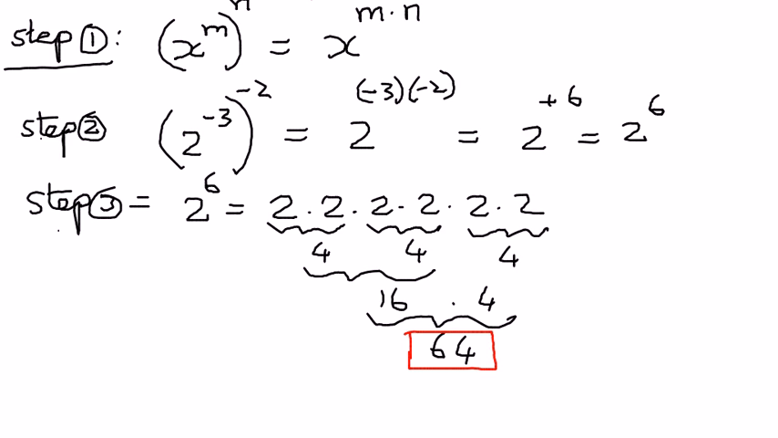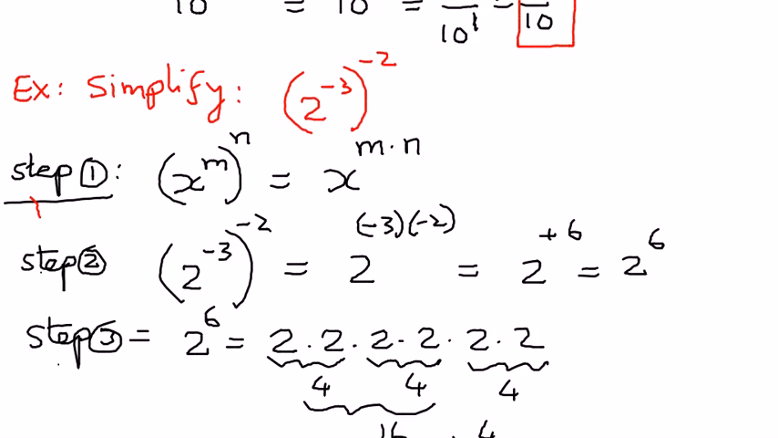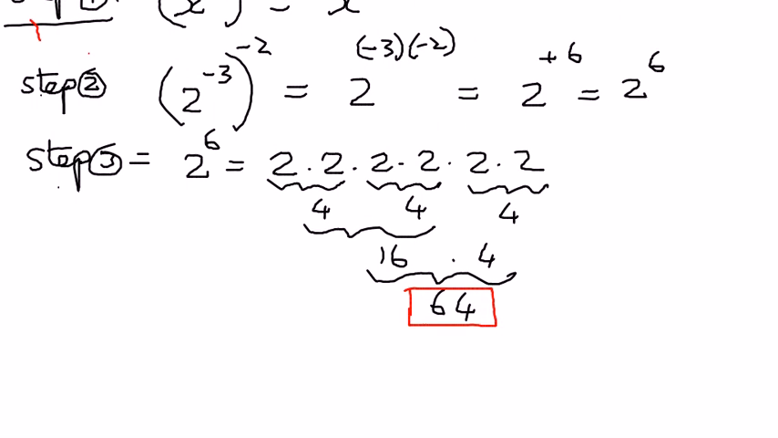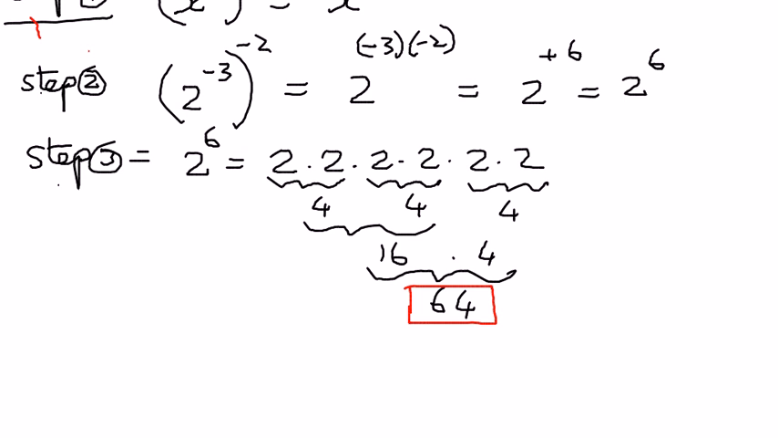So therefore the problem we had was 2 to the power of negative 3, the whole thing raised to the power of negative 2, simplifies to 2 to the power of 6. We can write it as 2 to the power of 6 or 64, same thing. Let's look at another example.